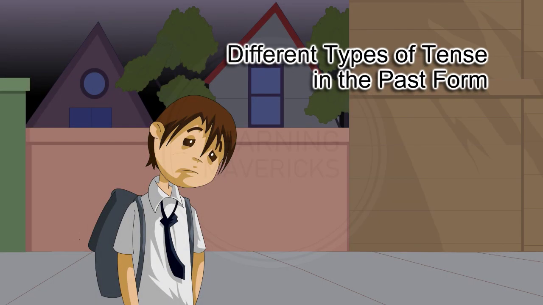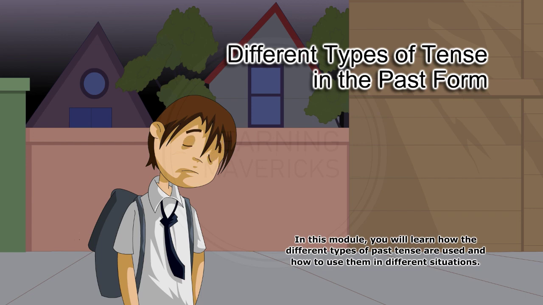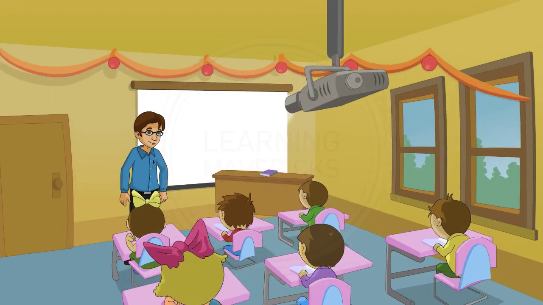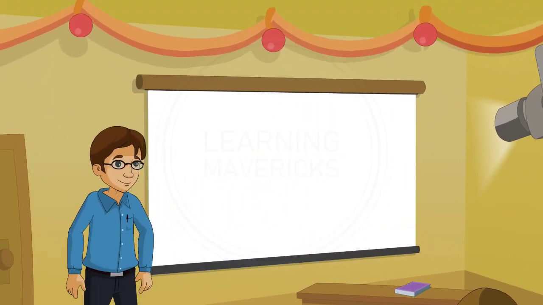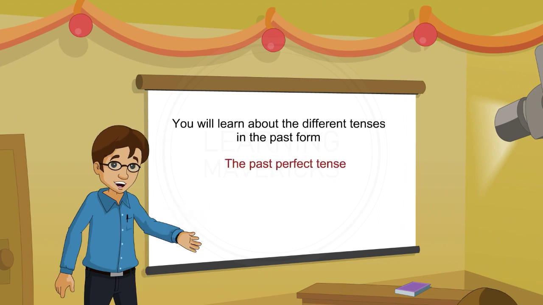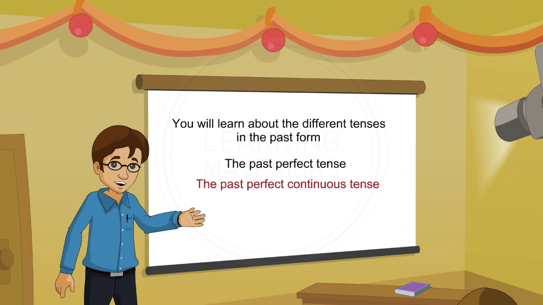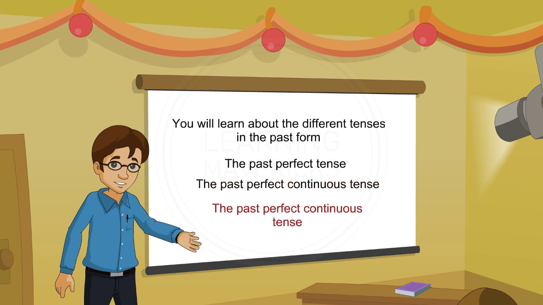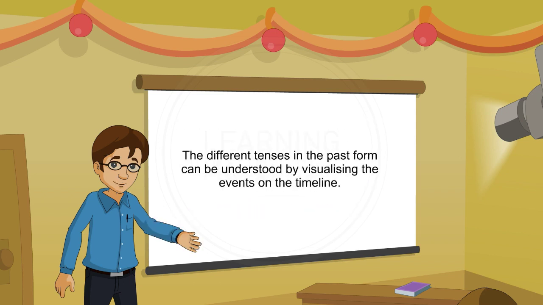Different types of tense in the past form. In this module, you'll learn how the different types of past tense are used and how to use them in different situations. You'll learn about the different tenses in the past form: the past perfect tense, the past perfect continuous tense, and the past continuous tense. The different tenses in the past form can be understood by visualizing the events on the timeline.